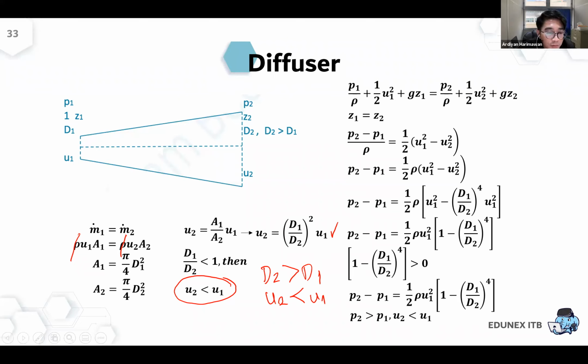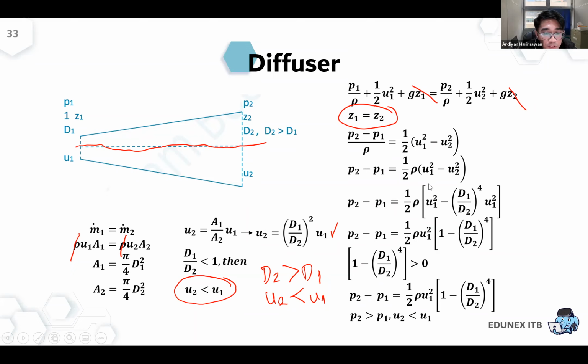After deriving the mass balance equation, the continuity equation, then you can derive the Bernoulli equation by comparing the total energy at point 1 and total energy at point 2. First we see the static energy. The baseline for this schematic diagram of the diffuser is the center of the diffuser. It means Z1 will be equal to Z2. So the Bernoulli equation is only comprised of pressure and velocity.